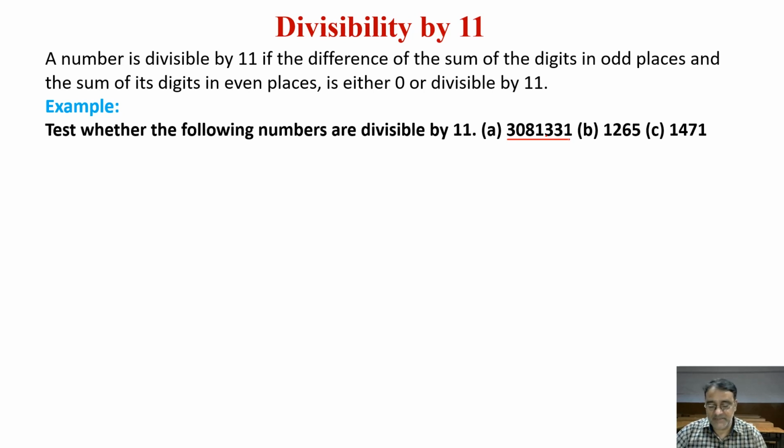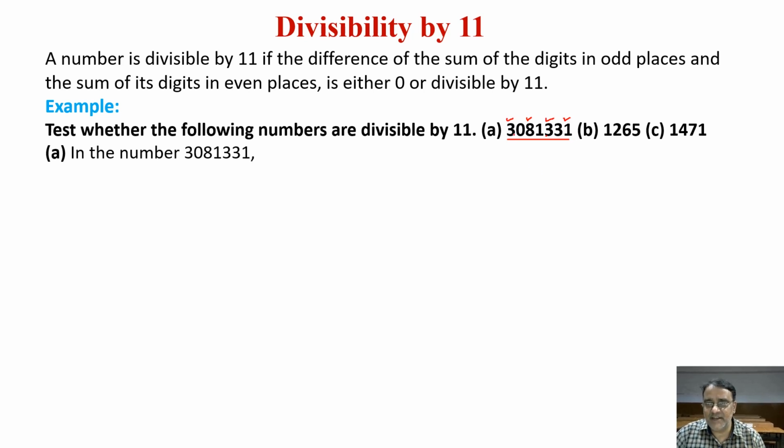See, 30,81,331. इसमें देखो जो काउंटिंग जो है वो यहाँ से भी कर सकते हो, 1, 3, 5, 7, और यू कैन काउंट फ्रॉम राइट टूवर्ड्स लेफ्ट. सो दोनों तरीके से करोगे सेम आंसर आएगा.